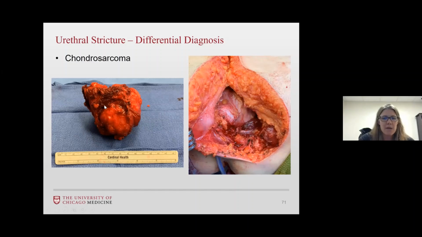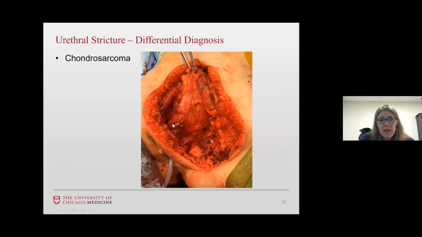This was the chondrosarcoma, which you see was quite large. And you can see the catheter coming in, and this is that big mass coming off of her pubic symphysis. And then afterwards, here's her bladder and her urethra. This was a case I just wanted to highlight, because as urologists, we get called in sometimes to do some pretty interesting things.